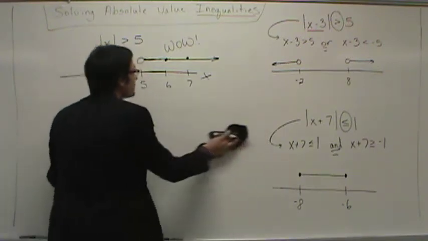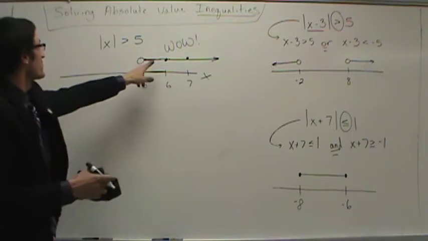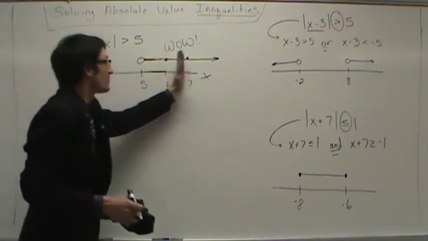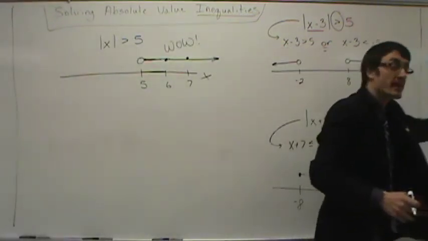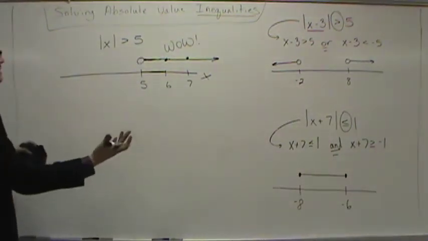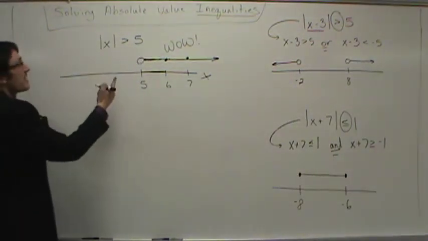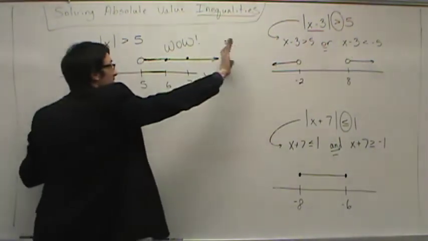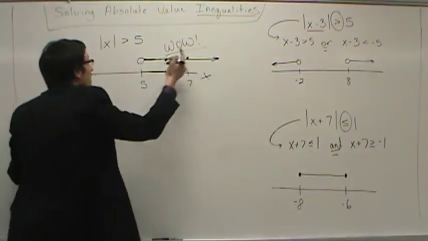Okay, but notice, back to this. What numbers make this true? Well, we say the numbers that are what? The numbers that are greater than 5. Okay, now, what else makes it true? There's more to this. Hopefully you see this is all the numbers greater than 5. Okay, what else makes it true?